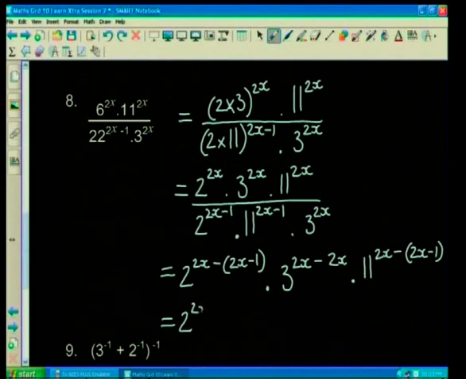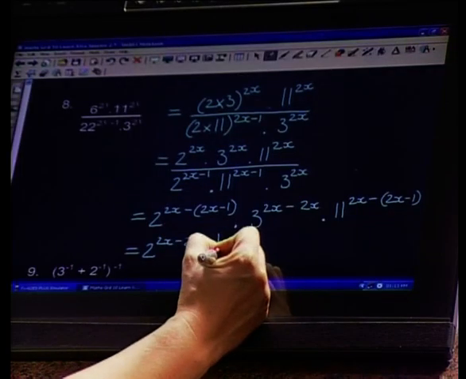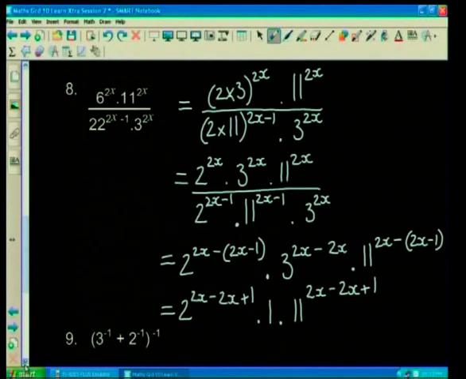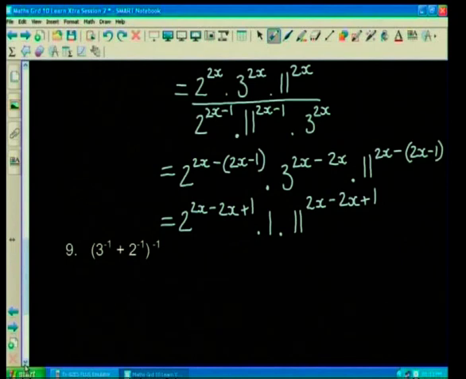2 to the power of 2x minus 2x plus 1. Now 3 to the power of 2x minus 2x gives us 3 to the power of 0, which is 1. So I'm just going to write times 1 over here, and then next to it, 11 to the power of 2x minus 2x plus 1. Okay, 2x minus 2x is nothing. So now I'm left with 2 to the power of 1 times by 1 times by 11 to the power of, 2x minus 2x gives us nothing, plus 1, means I've got 11 to the power of 1. 2 times 1 times 11 gives me the answer of 22. And that's our answer.